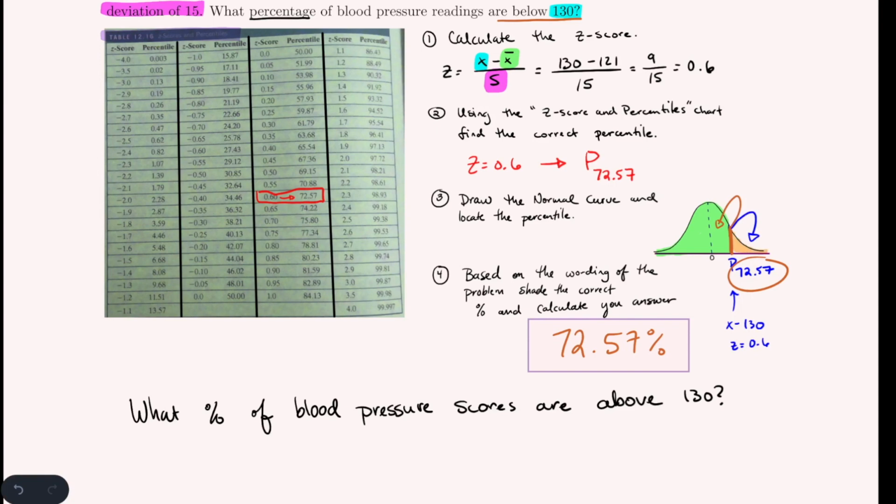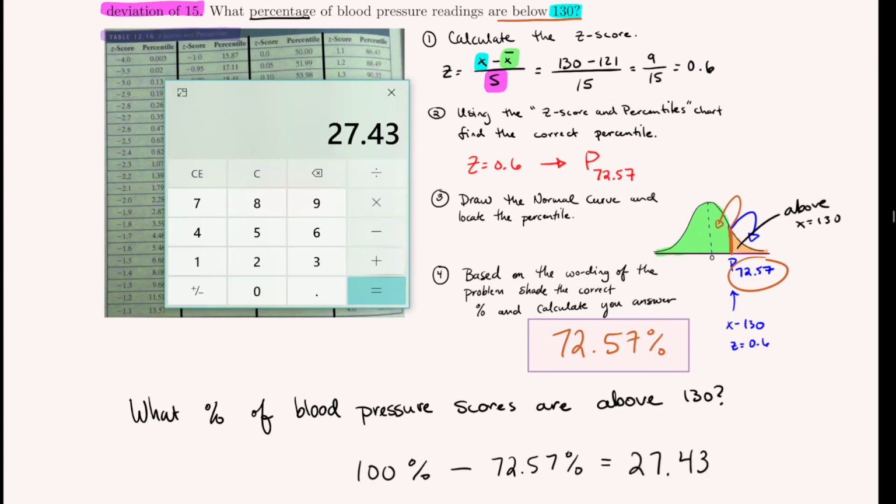Now we know the entire curve, green plus orange, is 100%. So in order to find what we see in orange, we need to take the entire value and then subtract off the portion that we do not want. And in this case, the portion we do not want constitutes the 72.57 percentile. So in order to find the values above the data value of 130, we would take the 100%, which is the entire bell curve, subtract out the green portion, which is 72.57%, and then what we are left with is the orange portion, which when we type into our calculator is 27.43%.